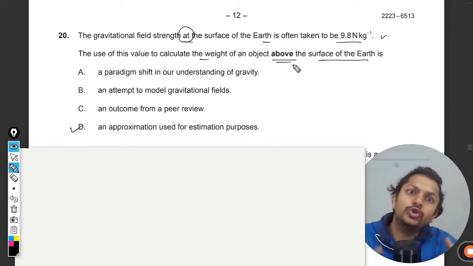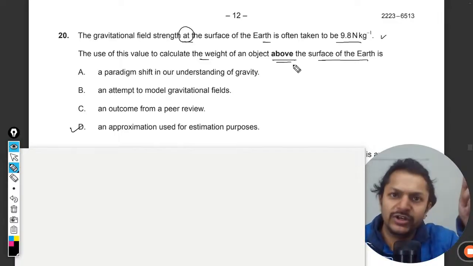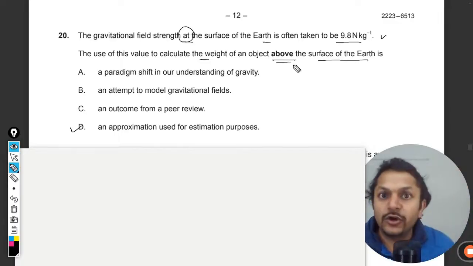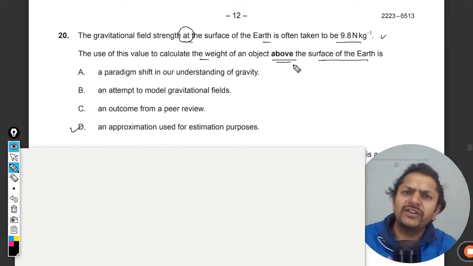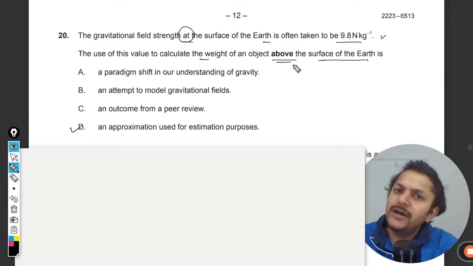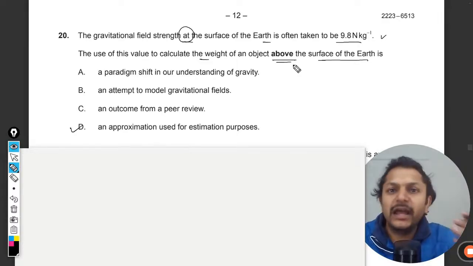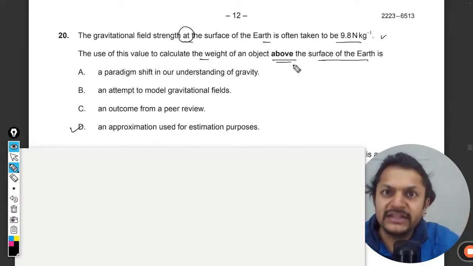Or you should not be using it, because technically speaking, the gravity is not 9.8 when you start increasing your height. Like, for example, you go to Mount Everest, so there will be some amount of gravity which will be lesser than this, but definitely it will not be that very different. It can be approximated to be 9.8 very easily.